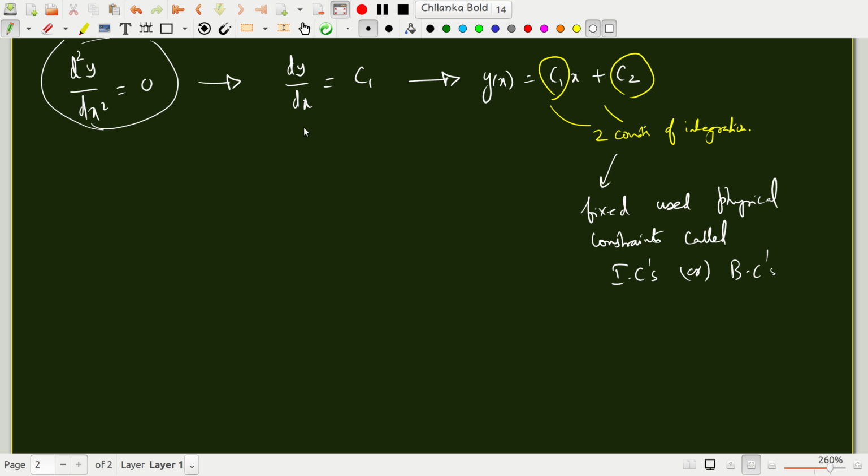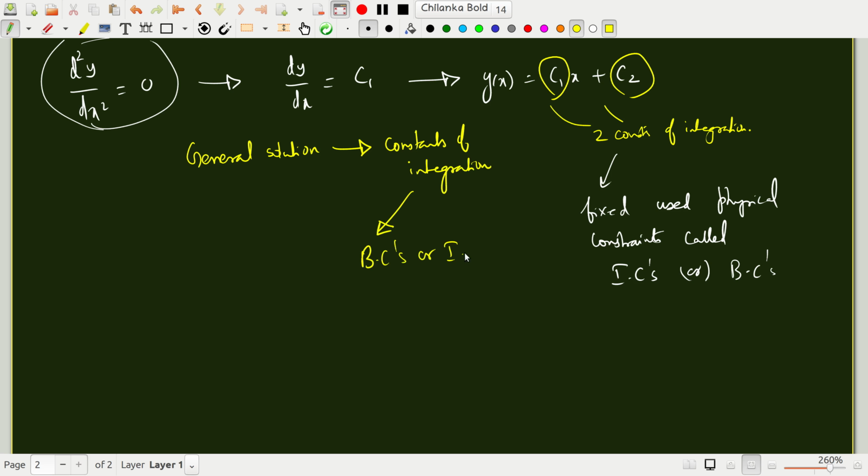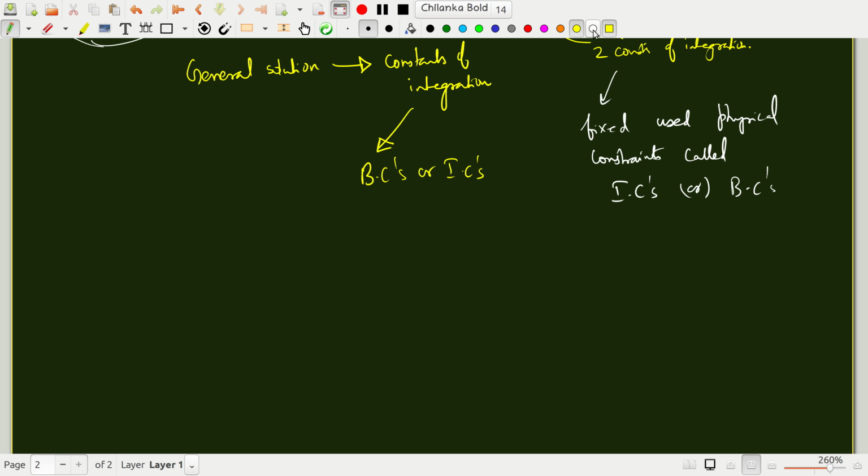Such a solution, where the constants are not fixed, is called the general solution. So the general solution of a differential equation contains constants of integration, and these are fixed subsequently using boundary conditions or initial conditions. All right, now the next idea that you have to understand is initial value problem versus boundary value problem.